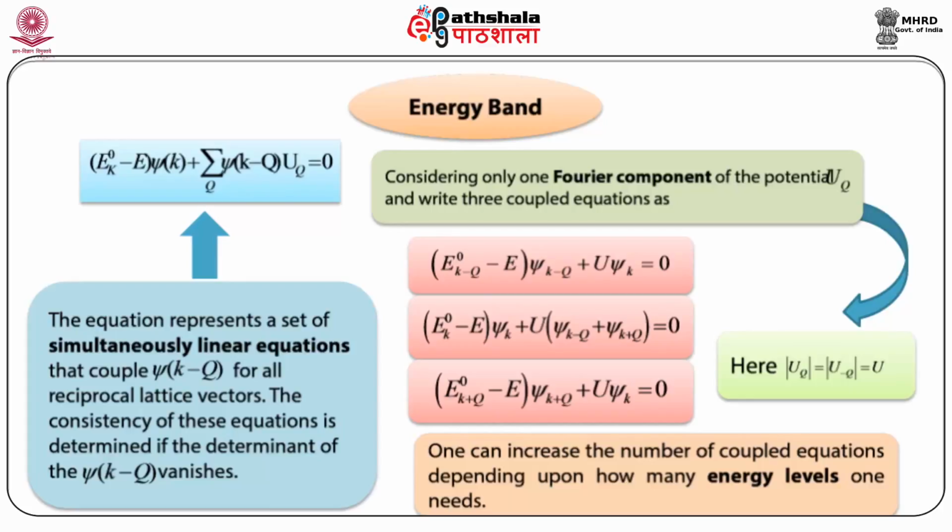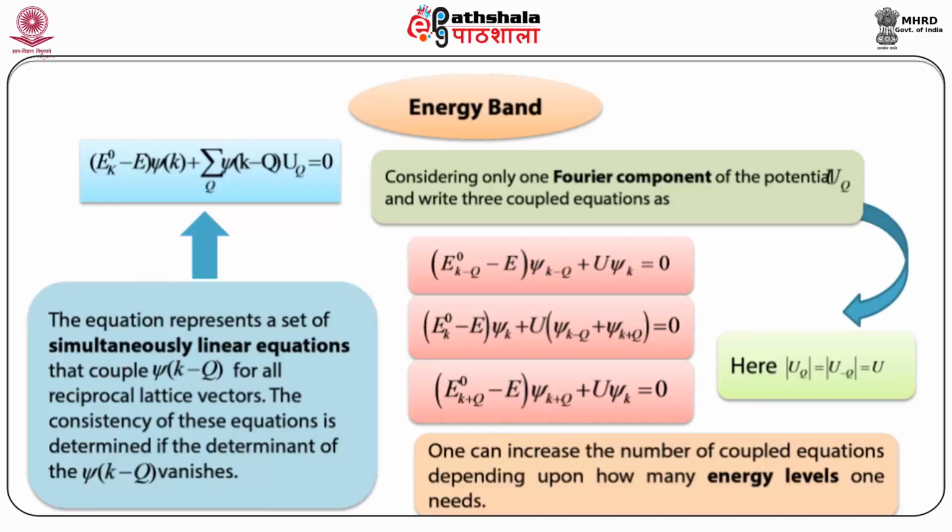Let us consider only one Fourier component of the potential, U_Q, and write three coupled equations. The first equation: (E^0_(k−Q) − E) φ_(k−Q) + U φ_k = 0. Second one: (E^0_k − E) φ_k + U (φ_(k−Q) + φ_(k+Q)) = 0. Third: (E^0_(k+Q) − E) φ_(k+Q) + U φ_k = 0, where |U_Q| = |U_(−Q)| = U. That is, we have taken this.